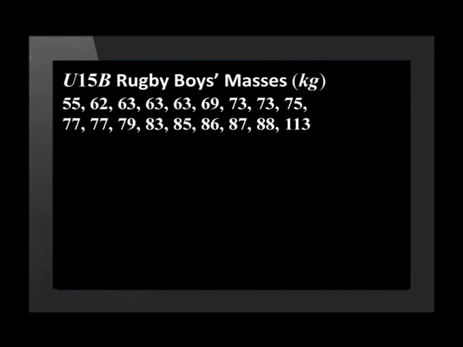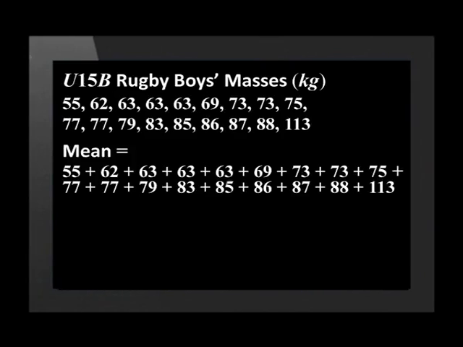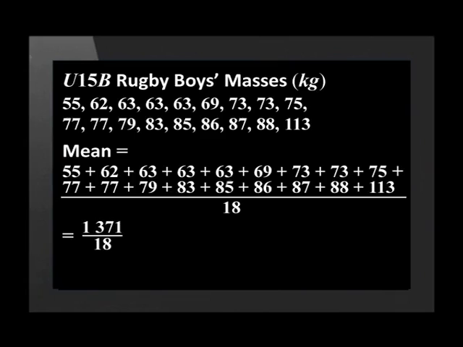To find the mean, we first add all the weights together and then divide by the number of rugby players. This gives us 1,371 kilograms divided by 18. The mean equals 76,17 kilograms.